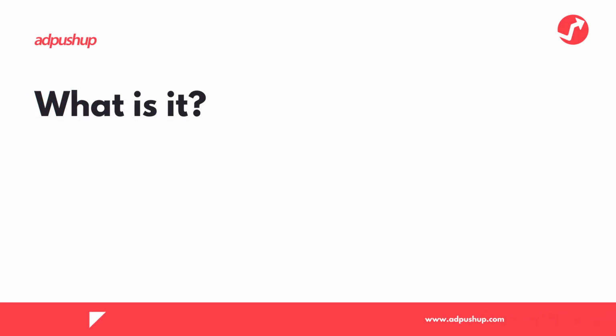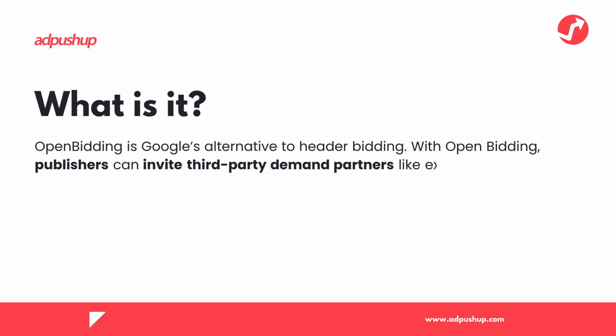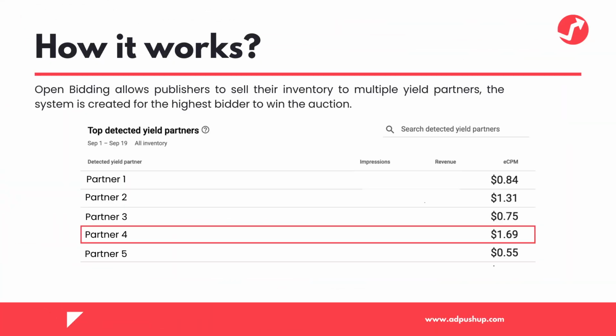What is it? Open bidding is Google's alternative to header bidding. With open bidding, publishers can invite third-party demand partners like exchanges or ad networks to bid for the ad inventory in real time. In the image that we see below, we can see that partner 4 has the highest eCPM of all. This means that it will win most of the auctions automatically.